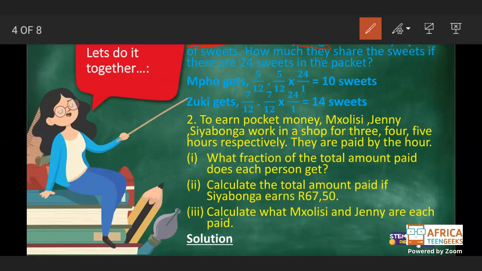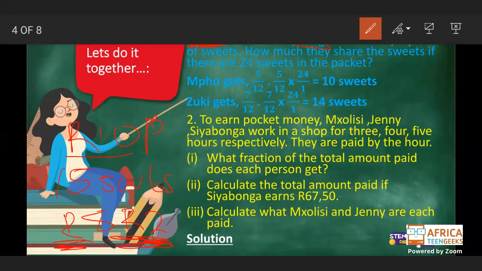So this is you and your friend. The packet costs 10 rand. That's the cost of our packet. And you and your friend want to buy it. And there are 15 sweets inside the packet, right? Let's say you have 8 rand and your friend's contribution is 2 rand. So your friend will contribute 2 rand and you will contribute 8 rand. You now want to know how many sweets each person will get.